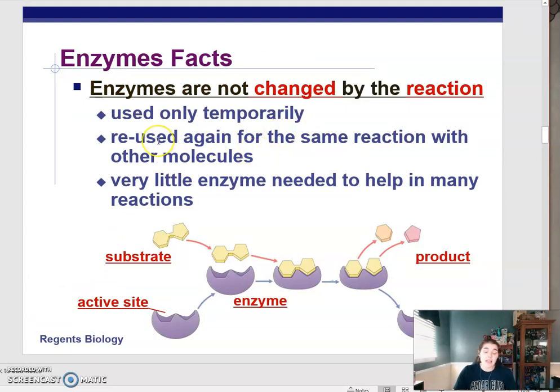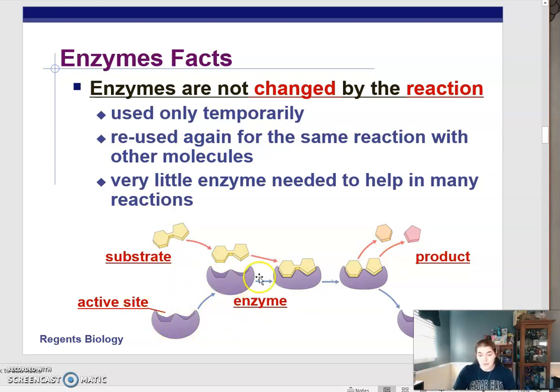So some facts about these. Enzymes are not changed by the reaction that they catalyze. They are only used temporarily. They can be reused again for the same reaction with other molecules, and very little enzyme is needed for those reactions. You had your piece of liver in the liver lab, and you could keep adding hydrogen peroxide to it, and it kept going. You don't need much. Any little bit will do.